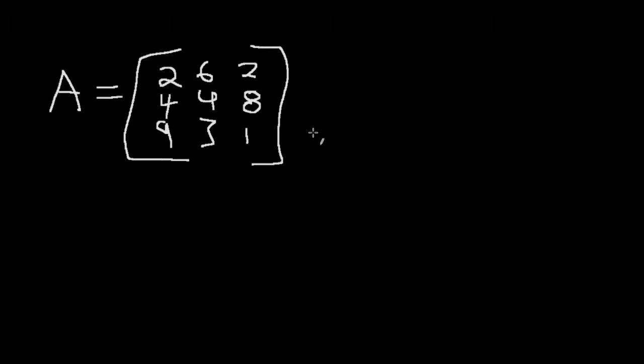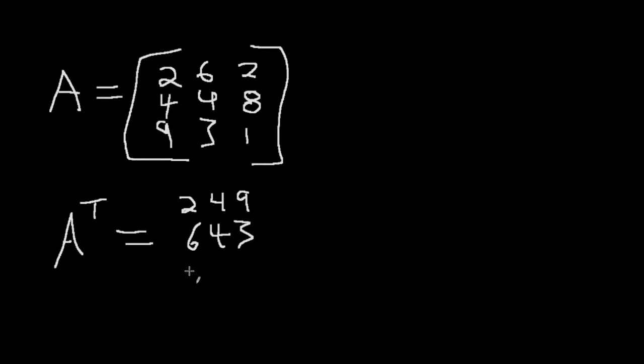rows and the rows into columns, and it basically flips. So if this were a matrix, you would say that this with a T, which means transpose, would equal, well, the first row would be the first column. So the first row is going to be 2, 4, 9. And the next one's going to be 6, 4, 3. The next one's going to be 2, 8, 1. So there it is, transposed.